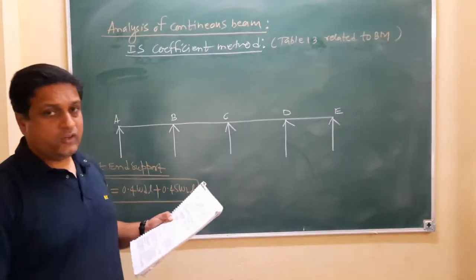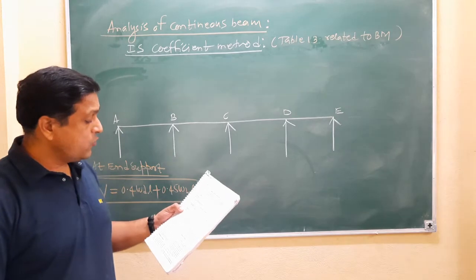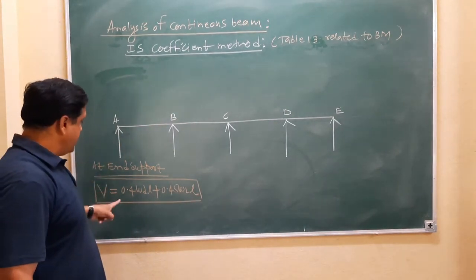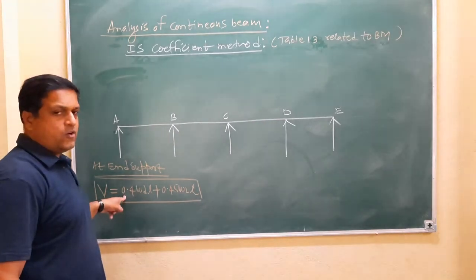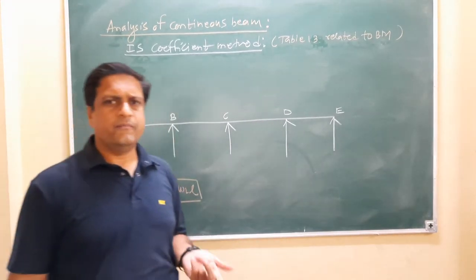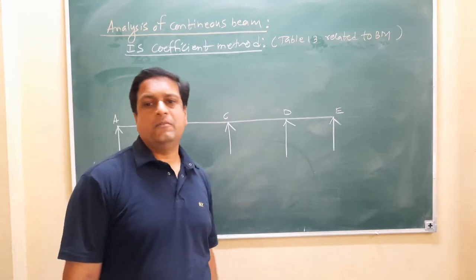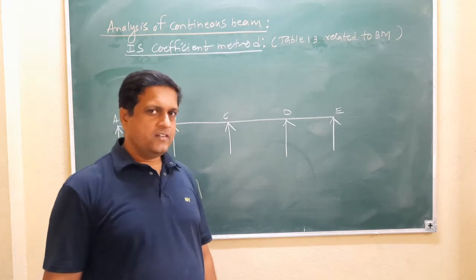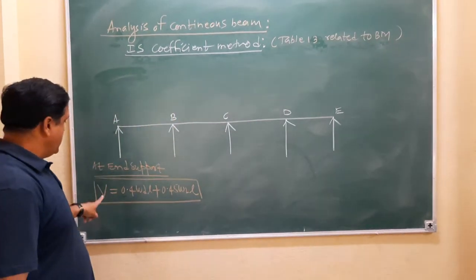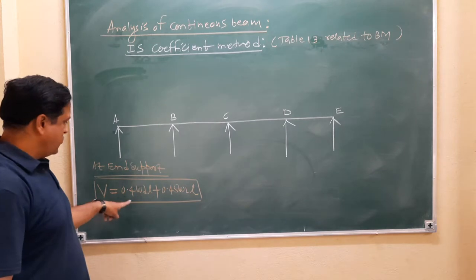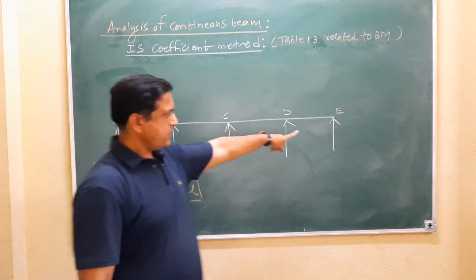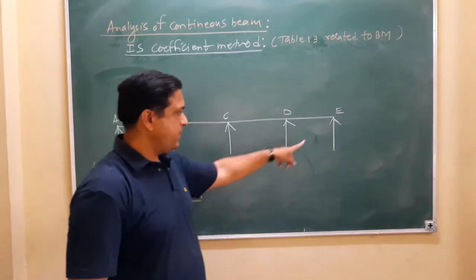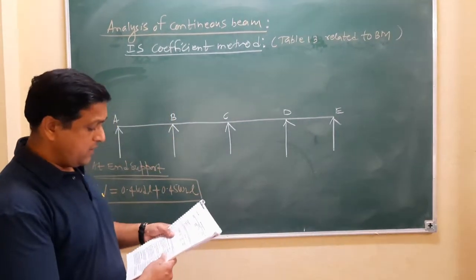Again, the first coefficient is related to dead load, the second coefficient is related to live load. That means you have to find out the end support shear force. Obviously, the shear force is nothing but the reaction, and if you find out the maximum reaction, for that value you have to design the shear stirrups. So at end support A, if you want to find out the shear force, you have to apply the same formula.